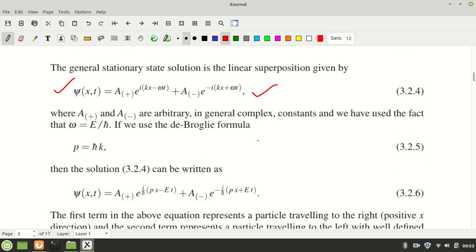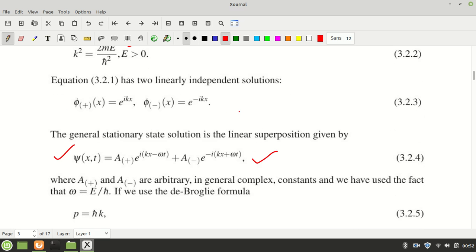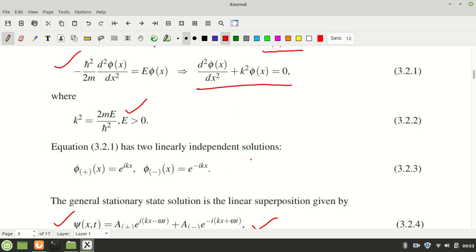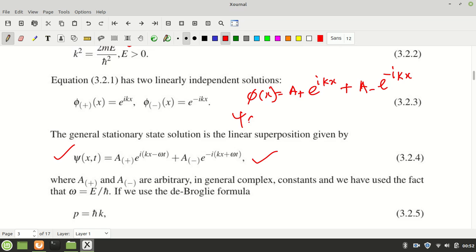As the time independent solution, here you can see it is phi(x). So phi(x) can be written as A plus e to the power ikx plus A minus e to the power minus ikx, where A plus and A minus are the two arbitrary constants, and psi(x,t), the solution of the time dependent Schrodinger equation, is a product of the time independent part and the time dependent part, and we have found earlier that the time dependent part is e to the minus i omega t, where omega is equal to E by h cut.